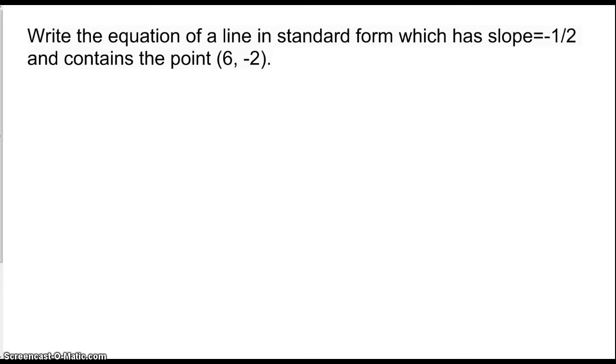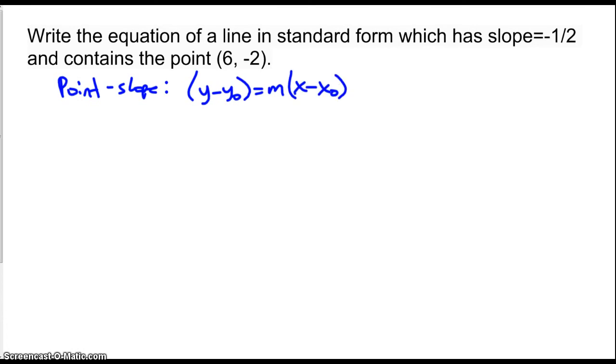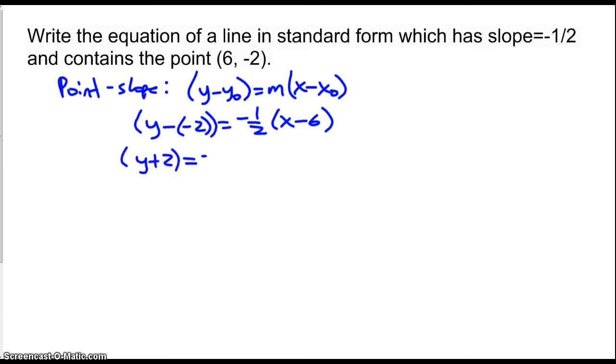Same thing. I think I'm going to start with point slope form, which is y minus y0 equals m(x minus x0), because I can just fill in things, right? I can fill in the point: y minus negative 2 equals negative 1/2 for the slope, times (x minus 6). So that's going to be y plus 2 equals negative 1/2 times (x minus 6).